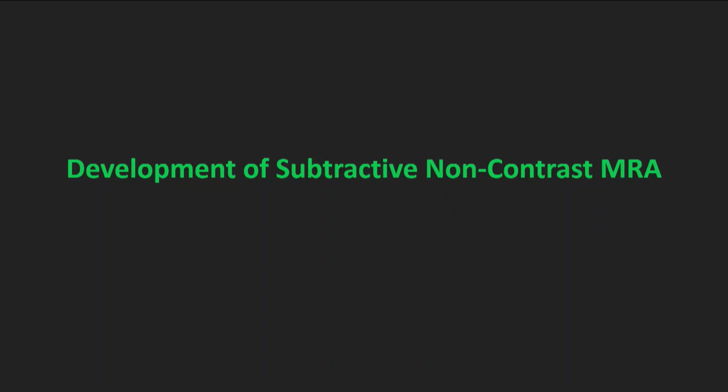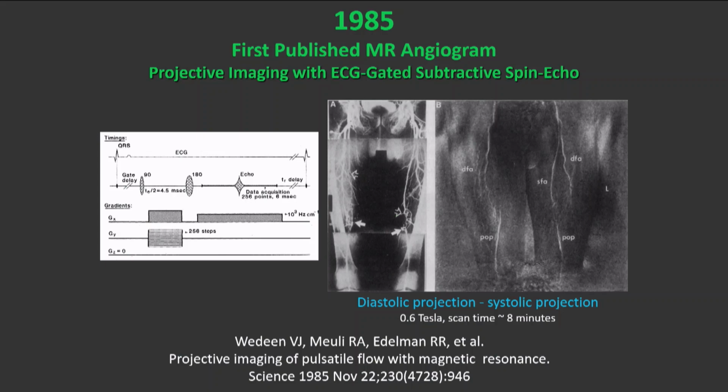So let's talk about some of the techniques that we now use, and we'll look at some of the techniques that are perhaps coming into the future. This is a paper that I contributed to when I was only 3 years old. It was Van Wedeen, Reto Meuli, and myself and others at Mass General who published the first paper on MR angiography, and we were very proud of this, even though I think to anyone with decent eyesight it looks like trash. But it was the first subtractive technique, basically using diastolic and systolic imaging and subtracting the images. Very basic concept, but it led the way to future development.